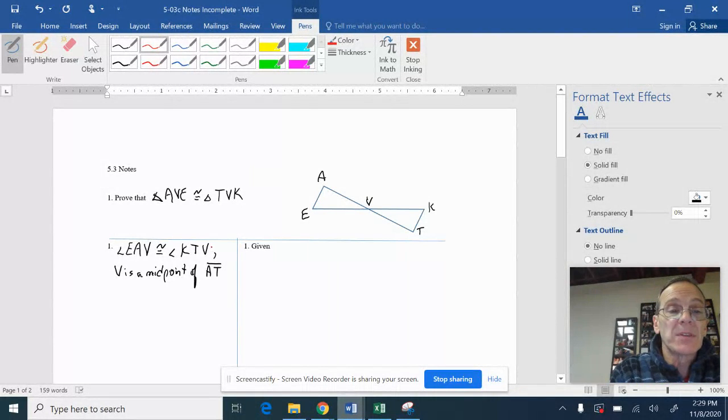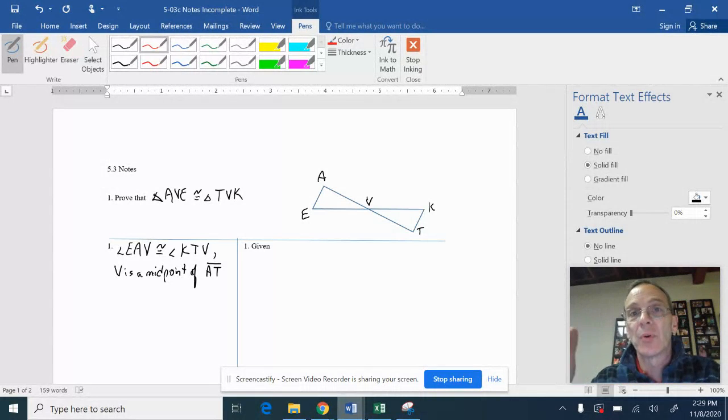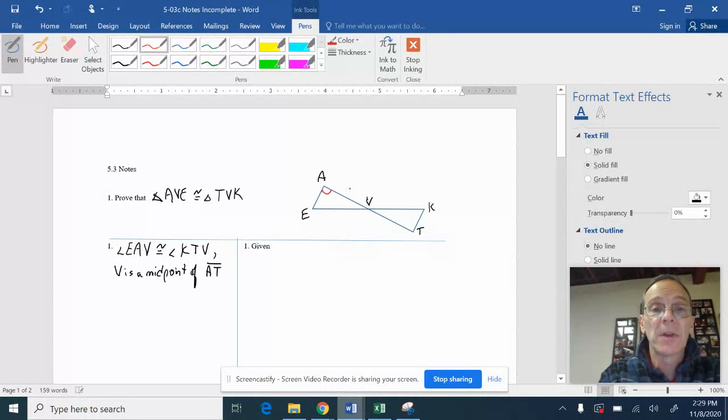We've been given this information that angle EAV is congruent to KTV. We should mark those parts. Remember, anytime you have a statement about congruent angles or congruent segments written in the statement column, you should put the marks about those congruent things in the diagram. So we will mark this angle congruent to this angle here. Okay, that takes care of that.